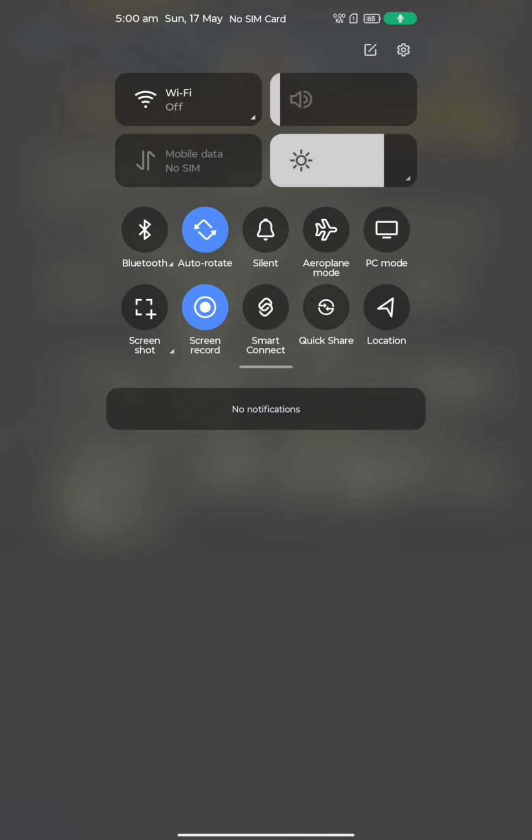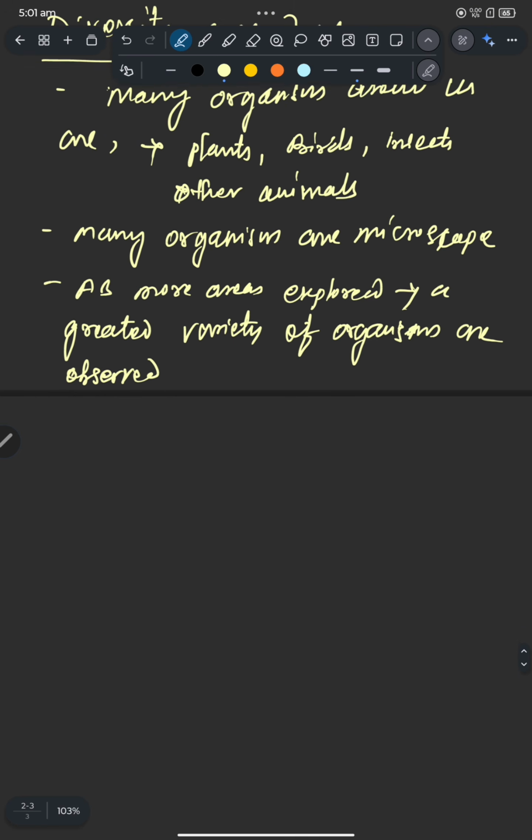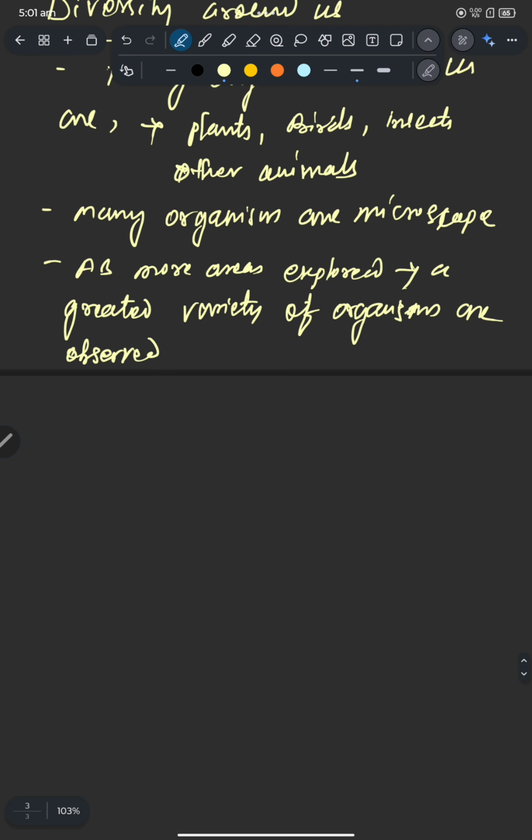Let me close the auto rotate mode. Okay. Similarly, if you go into a forest, you will see a large number of organisms, varieties of organisms, microorganisms, big animals, small animals, and varieties of plants, herbs, climbers, creepers, trees. So all varieties of plants will be seen. Now these varieties of organisms are known as each different kind of organism represents a species.